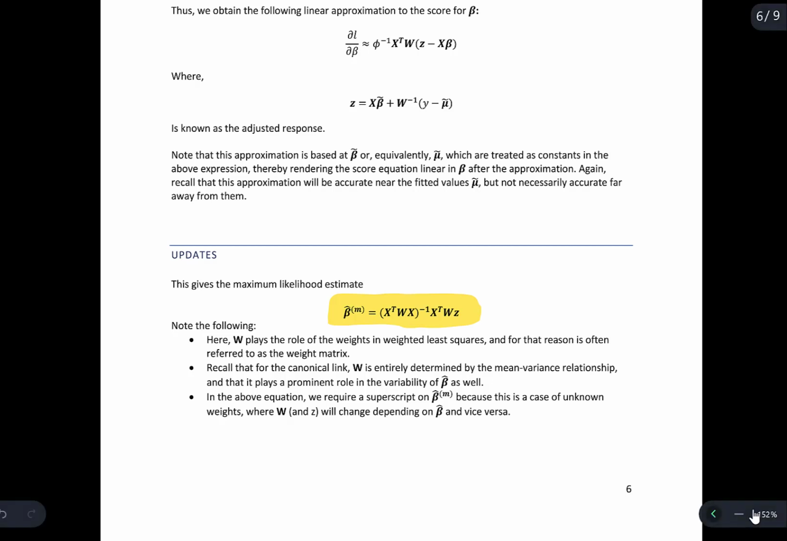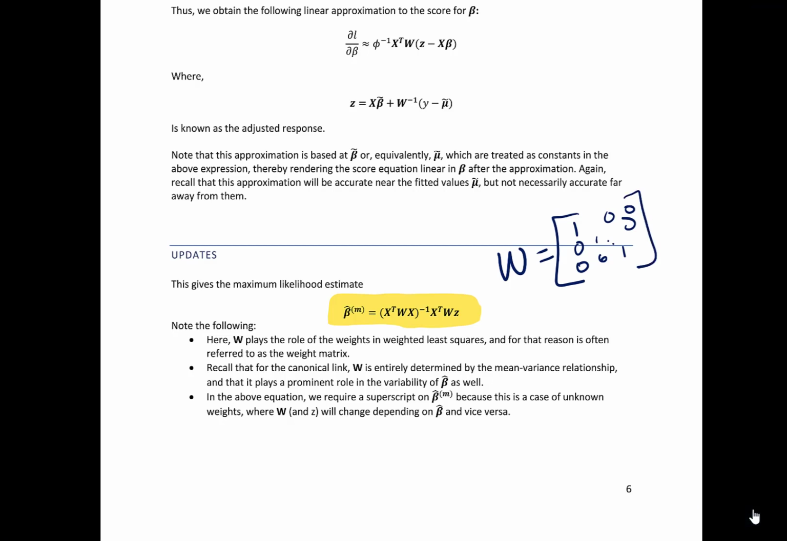And what you will actually see in the homework for this section, if you work with linear regression, is that W is just the diagonal matrix of all ones. Because of that, if you were to substitute this in here, and then for Z up here, you actually just end up with pretty much the same estimates that we had before. So for the canonical link, W is going to be entirely determined by that mean variance relationship, and it plays a prominent role in the variability of beta hat as well.